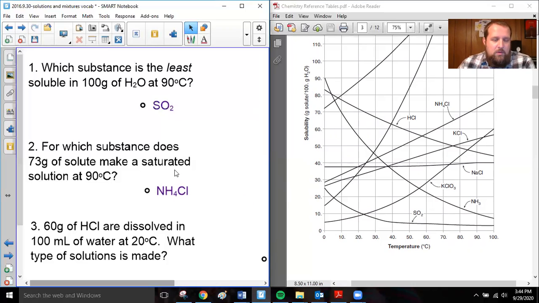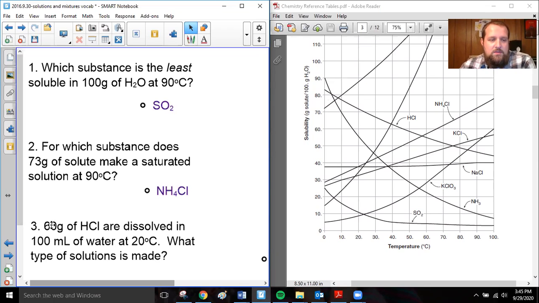One other way it might be asked: 60 grams of HCl are dissolved in 100 milliliters of water at 20 degrees Celsius. What type of solution is made? Ignore that S. I don't know why I can't get rid of it. All right, so once again, this 100 milliliters of water, that's just extra information. That's them telling me you can use this table like normal. You don't have to do anything weird with it.